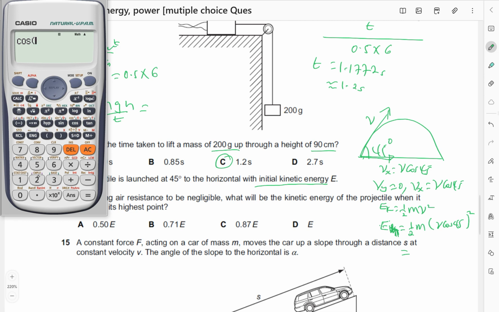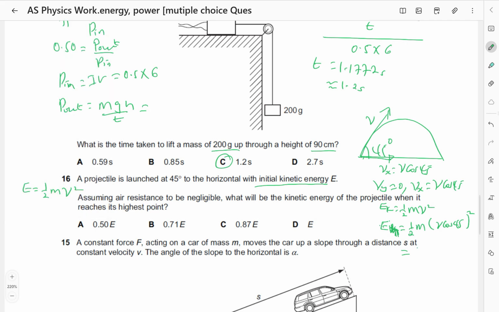Cos 45 squared is a half, okay? So this becomes a half m times 0.5 v squared, because cos 45 squared is a half, so that is 0.5.